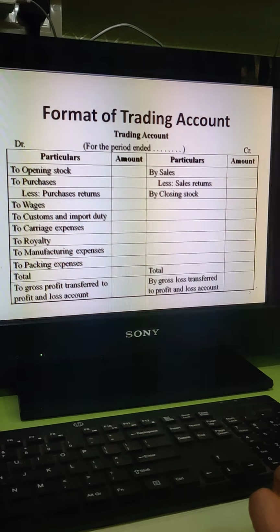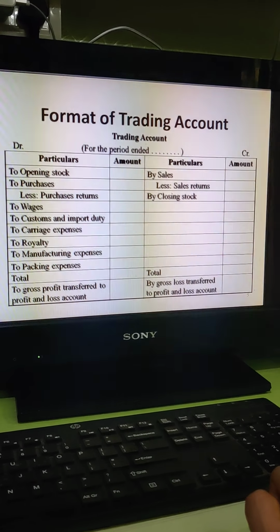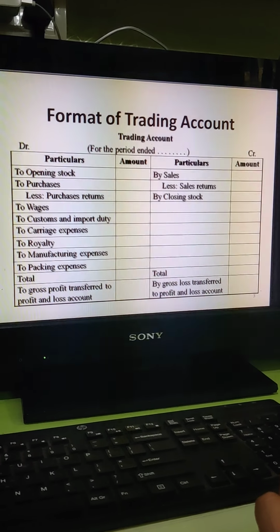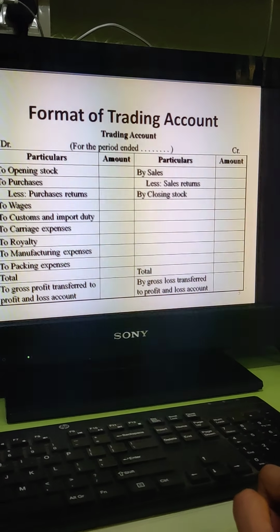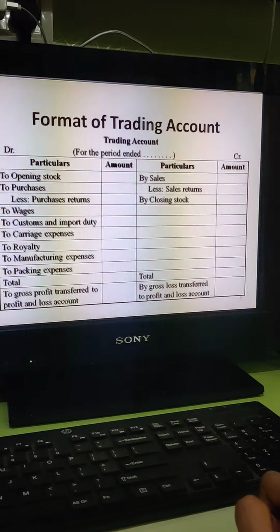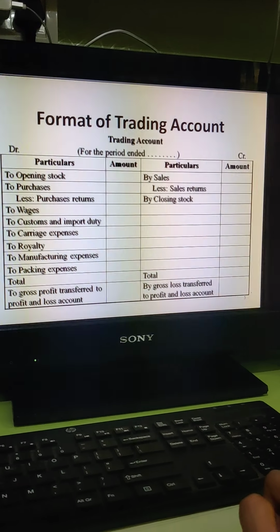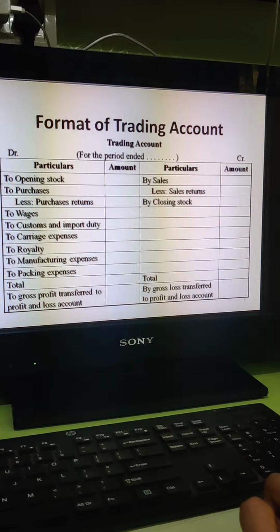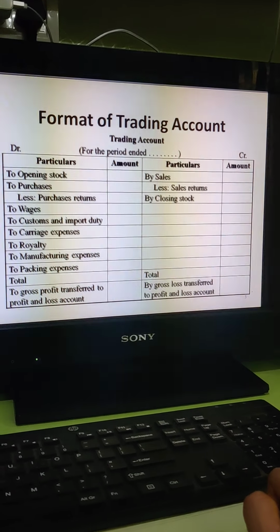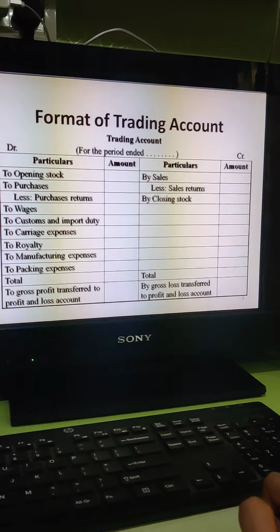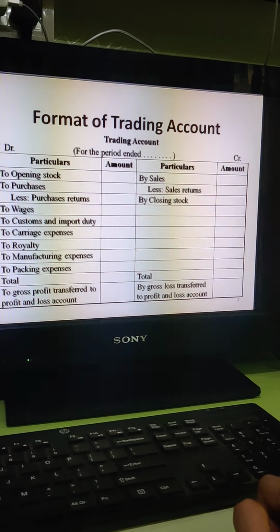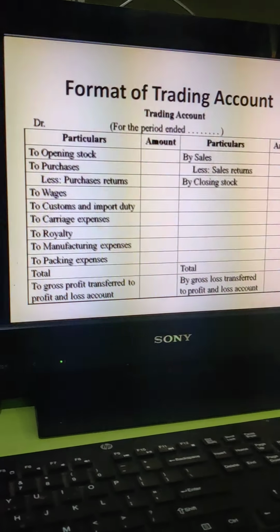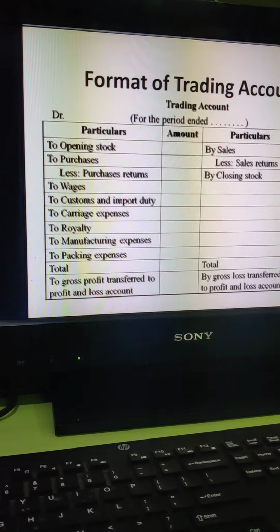When you total the expenses side, or the debit side, and the credit side, if the sales, that is the credit side, exceed the debit side, that is expenses, then you get a gross profit, which eventually you transfer to the profit and loss account.